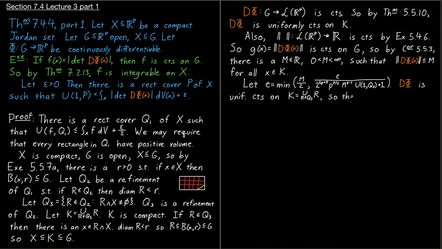So there is a positive number delta such that if X and Y are in K, and in particular if they're in the same rectangle, then the distance, that's the linear algebra norm, from d phi of X to d phi of Y, is less than that long complicated number E above.